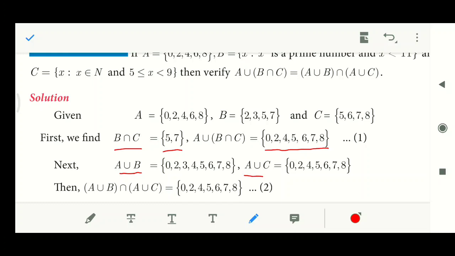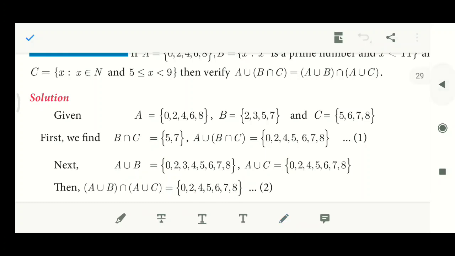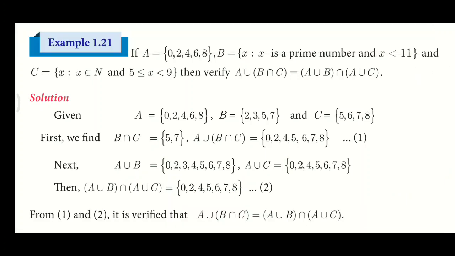Here A union B is {0, 2, 3, 4, 5, 6, 7, 8}, and A union C is equal to {0, 2, 4, 5, 6, 7, 8}. Then the intersection of these two sets gives {0, 2, 4, 5, 6, 7, 8}. If we observe the answers from 1 and 2, we arrive at the verification of the above distributive property.